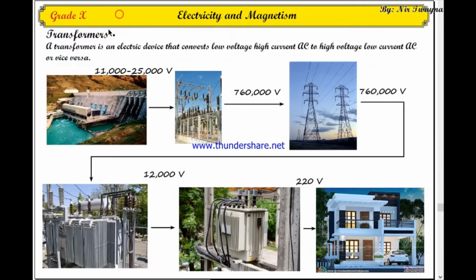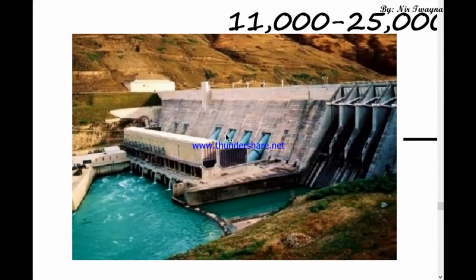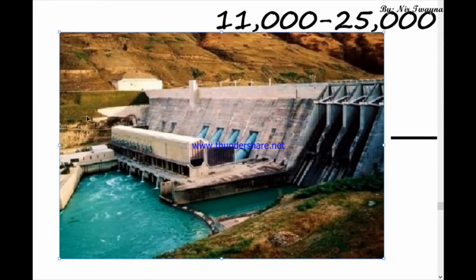Well, a transformer is an electrical device that converts low voltage high current AC to high voltage low current AC, or vice versa. Well, what does it mean? Let us go through this example once. This is a hydropower station. Yes, in a hydropower station they have a generator, isn't it?